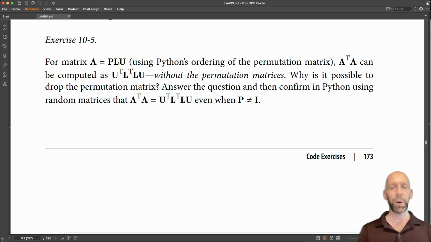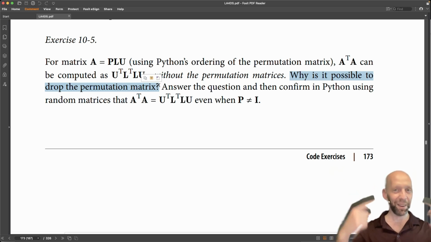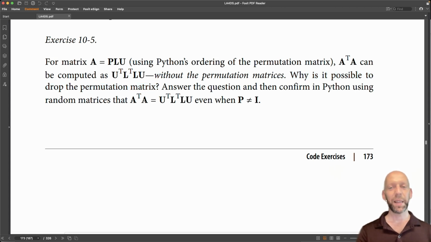And why is that possible? Now, this is not a coding question. This is not a question that you solve in Python. It's a question that you solve in your brain. You have to think about it. So answer that question and then confirm it empirically in Python using random matrices and show that even when P is not the identity matrix, you still do not need P to reconstruct this expression, this equality here.